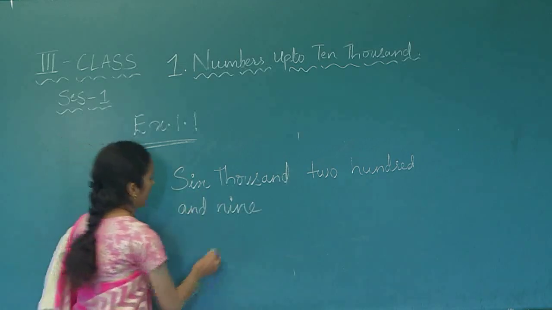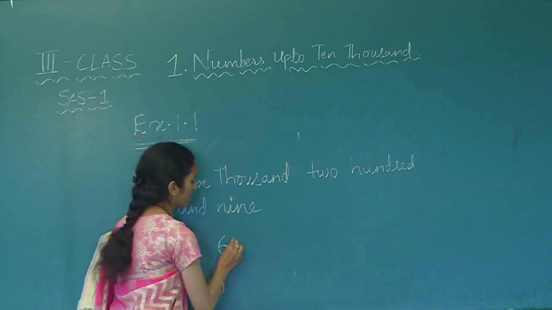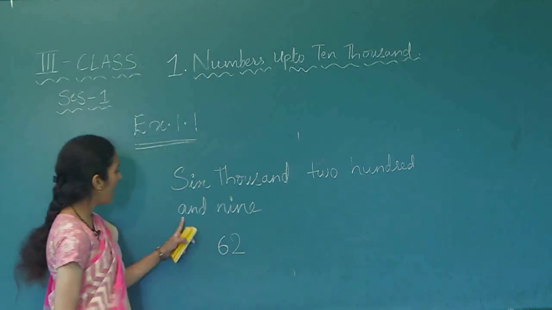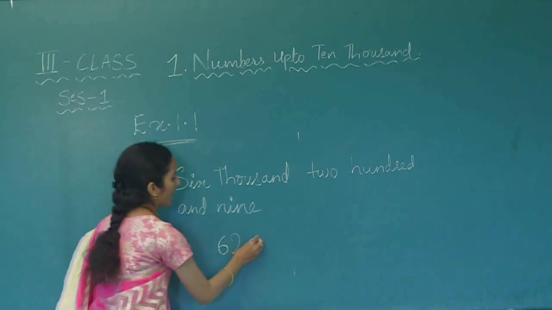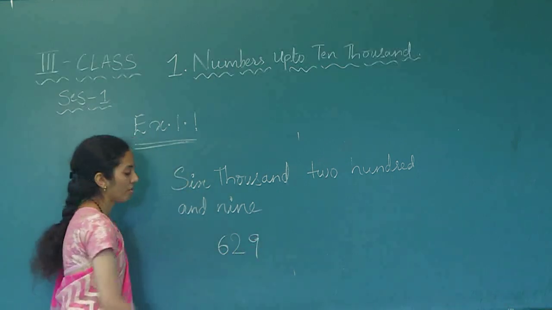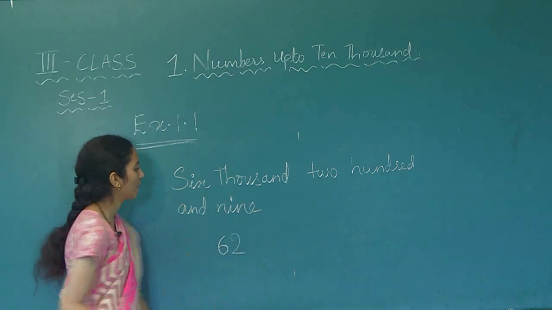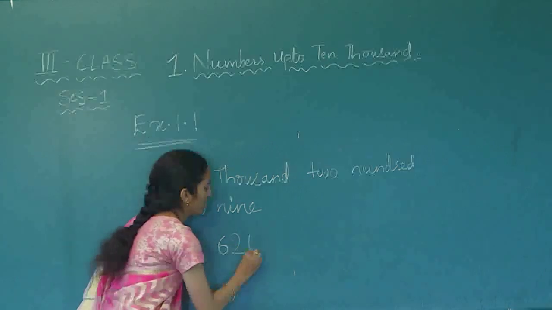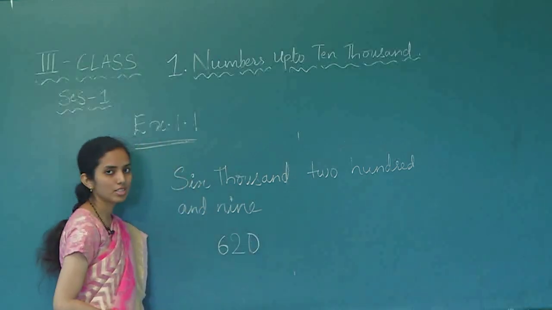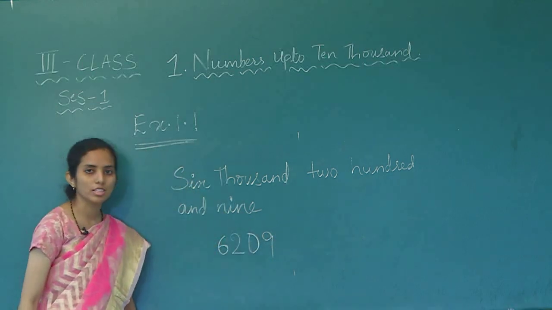So, what is it? 6000. First write 6000. And how many hundreds? 2 hundreds. And 9. That means, and 9 means we write 9 here. No, we are writing a thousands number. So, what we have to do? There is no tens value. So, we have to put 0 here. After 0, it is 9 because 9 is in ones place.